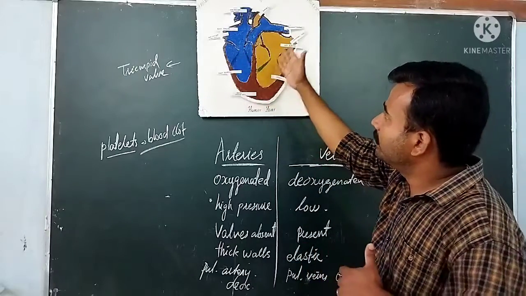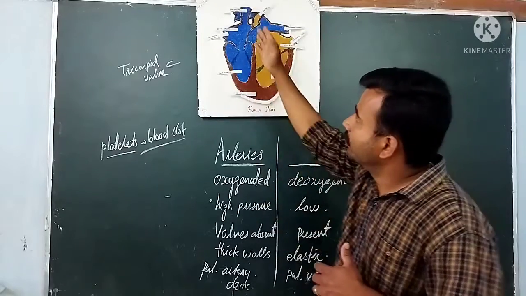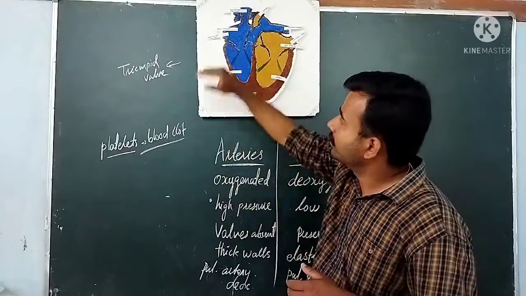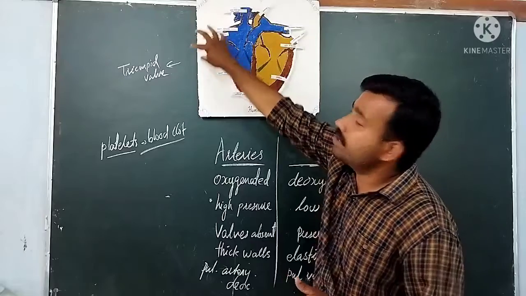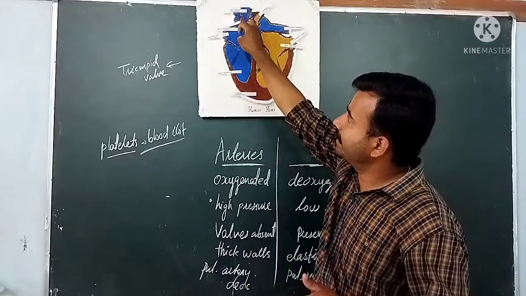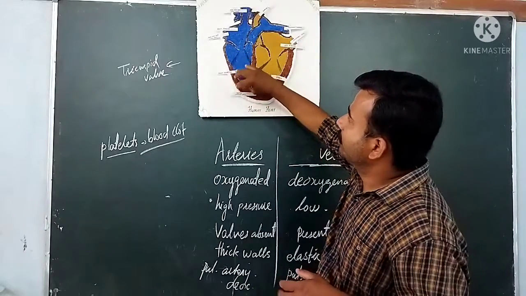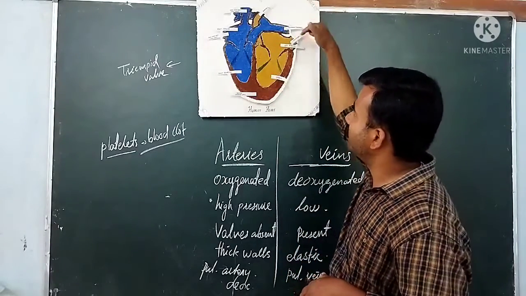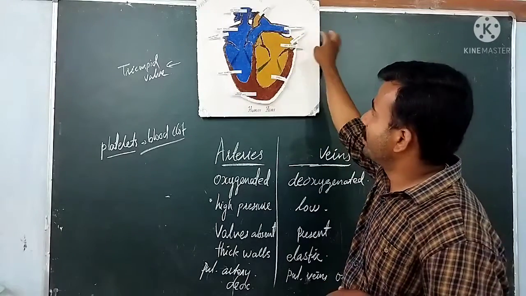Then when you come to the right side, these are the things that are happening. The right side carries the impure blood from the whole of the body. The impure blood first comes to the right atrium. From the right atrium, when it contracts, the blood flows to the right ventricle. From the right ventricle, the impure blood now moves to the lungs for oxygenation. Then it comes back to the left atrium through pulmonary veins.